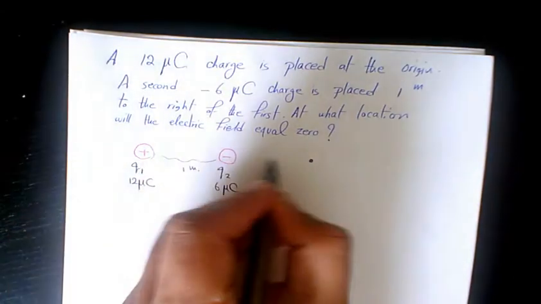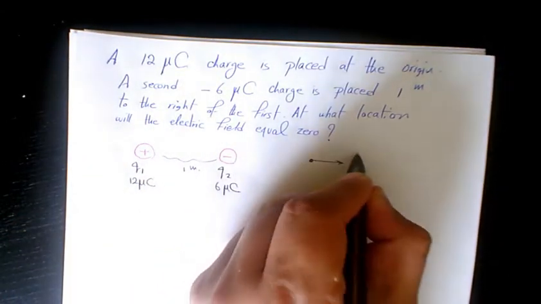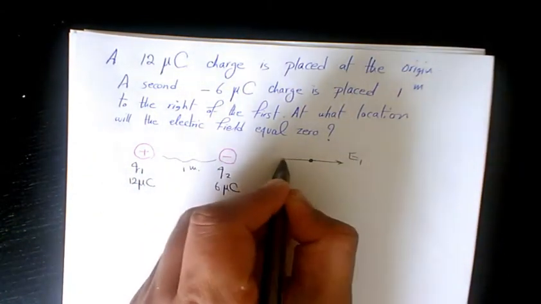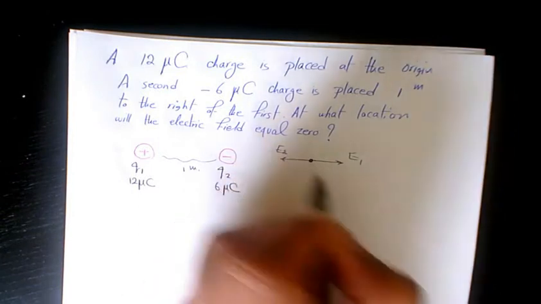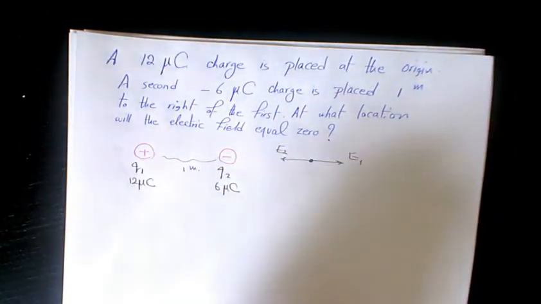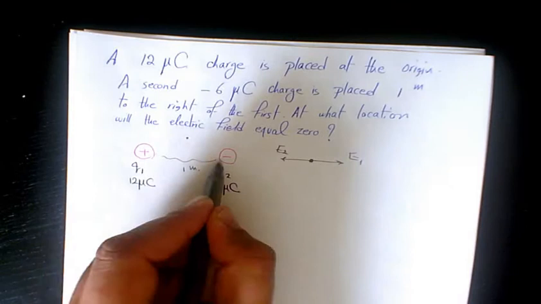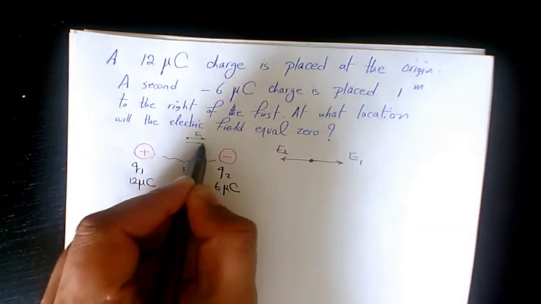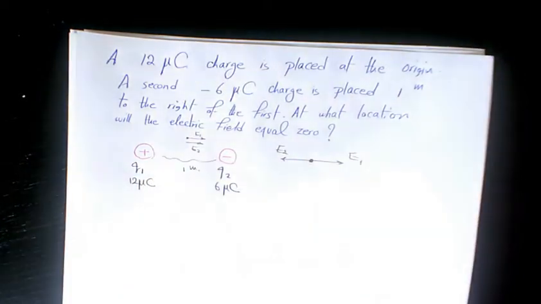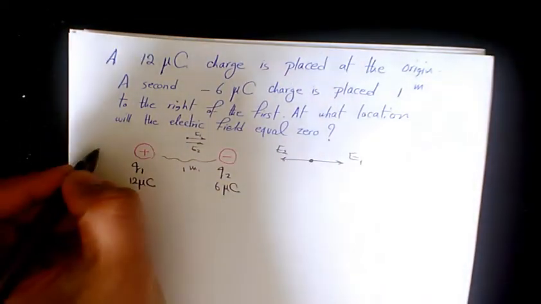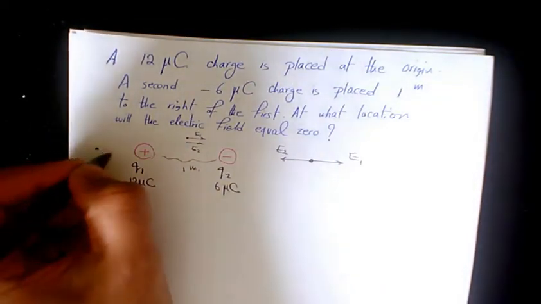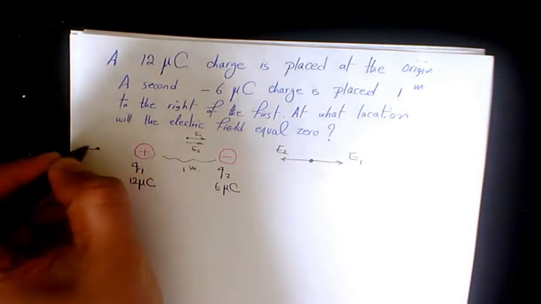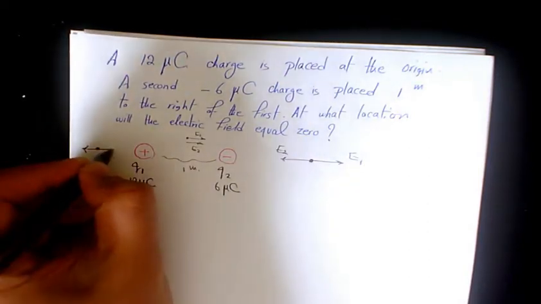Why? Because E1 is gonna go this way, and E2 is gonna go this way. So E1 and E2 cancel out. It is not gonna be somewhere in between, because E1 goes this way, and E2 goes this way as well. And it cannot be on this side. Why? Because Q1 is gonna be like this, and Q2 is gonna be like this.